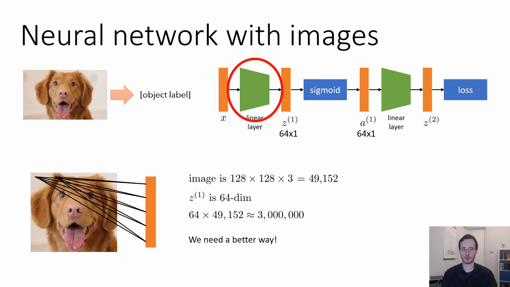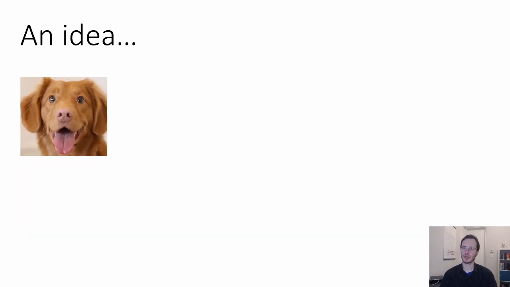We really need a better way to process images. In fact, there are bigger problems with this than just the raw number of parameters. There's also the problem that if this photograph of a puppy is shifted to the left or to the right by even a single pixel, it'll look totally different to the network. So we really want to do something better. So here's an idea.